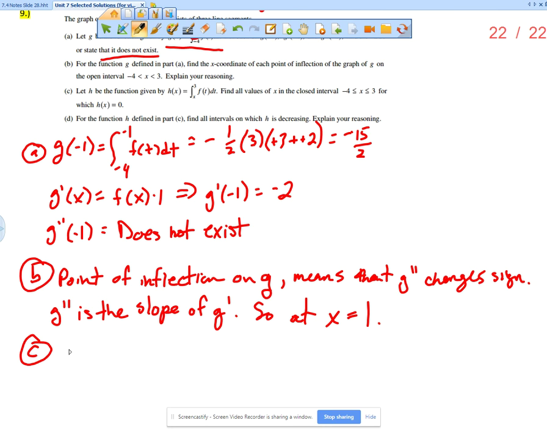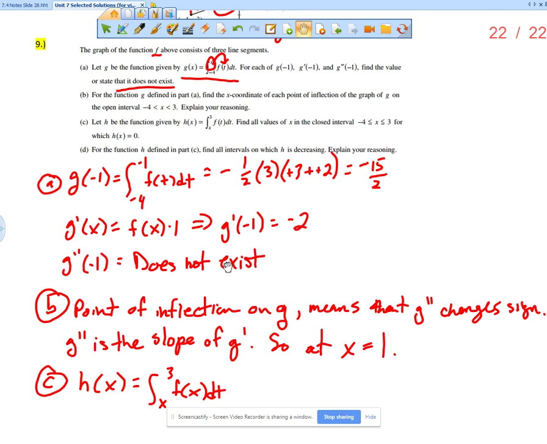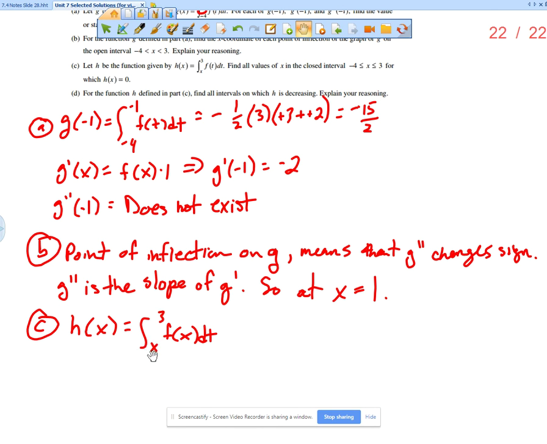All right, so this is kind of an interesting question. h of x is the definite integral from x to 3 of f of t dt. Now remember, 3 is the right-hand endpoint, and so we don't want to change this and put x on top necessarily, because we're thinking about the integral from some number to 3.